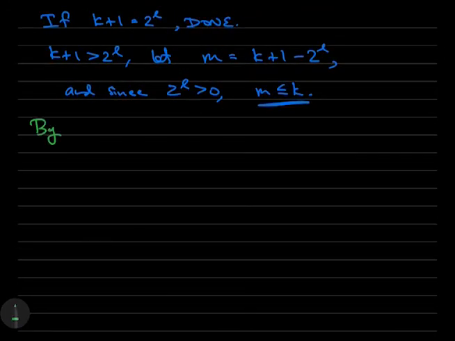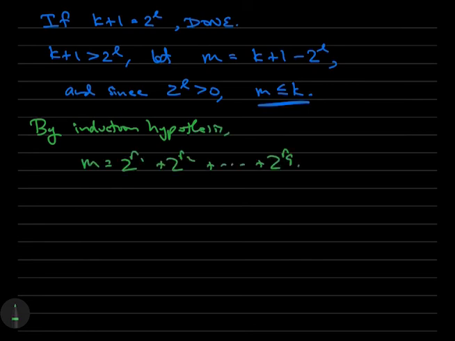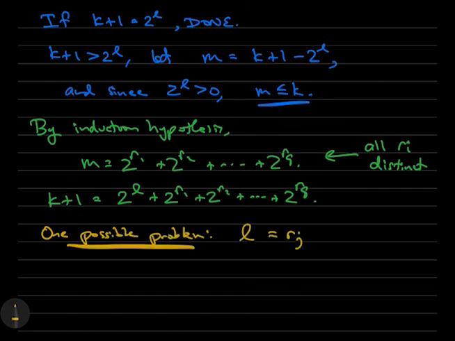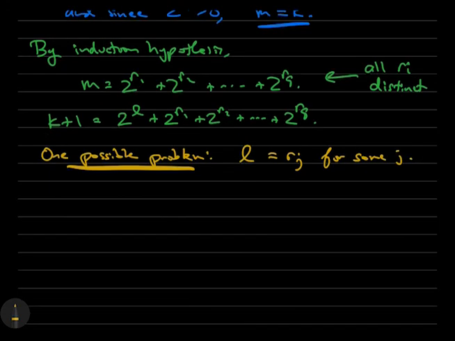and since 2^L is positive, this means m is less than or equal to k, and this means that m can be written as a sum of distinct powers of 2. So m is 2^r1 plus 2^r2 plus ... plus 2^rq, and therefore k plus 1 is 2^L plus 2^r1 plus 2^r2 plus ... plus 2^rq. Now notice we're not quite done, because it's possible that these powers of 2 are not distinct. For example, it's possible that L is the same as one of the rj's.